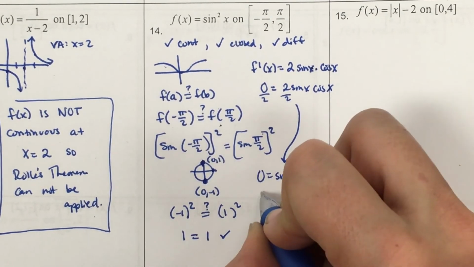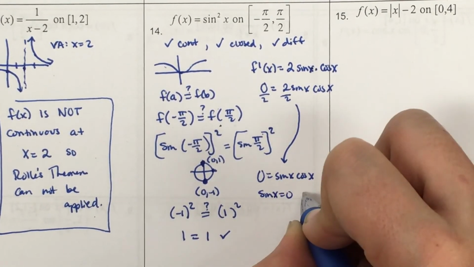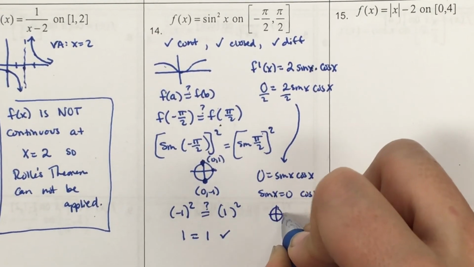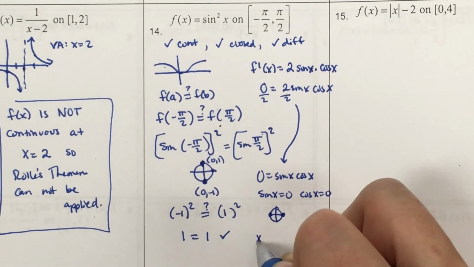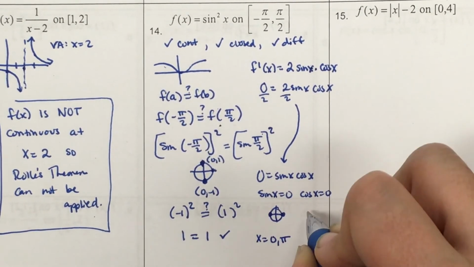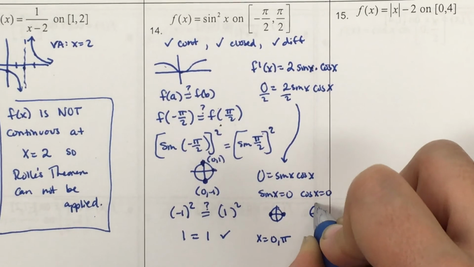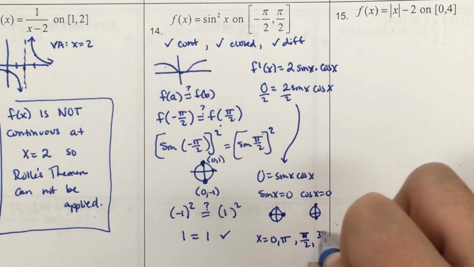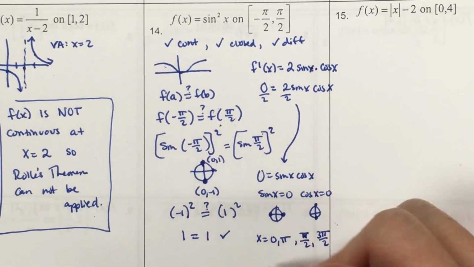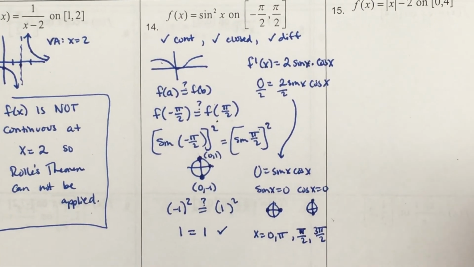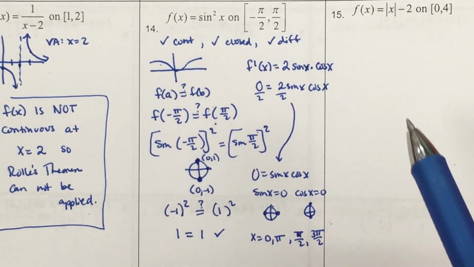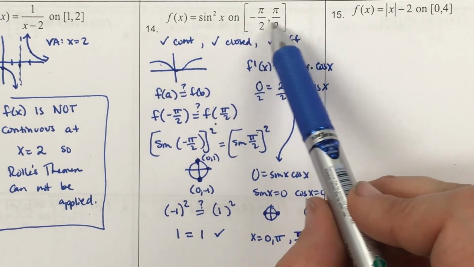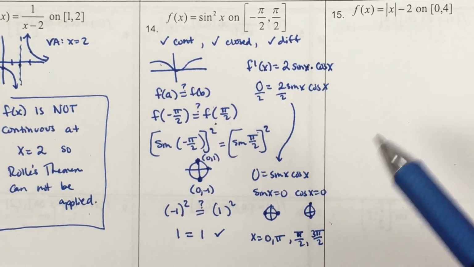And then I'm going to set each piece equal to 0: sine of x equals 0, and cosine of x equals 0. Sine is 0 here and here, so when x equals 0 and pi. And cosine is 0 here and here, when x is pi over 2 and 3 pi over 2. So I think, do I have 4 answers? Well, if I were on a larger interval, I could have 4 answers, but I only care about the value that is on the interval between negative pi over 2 and positive pi over 2.